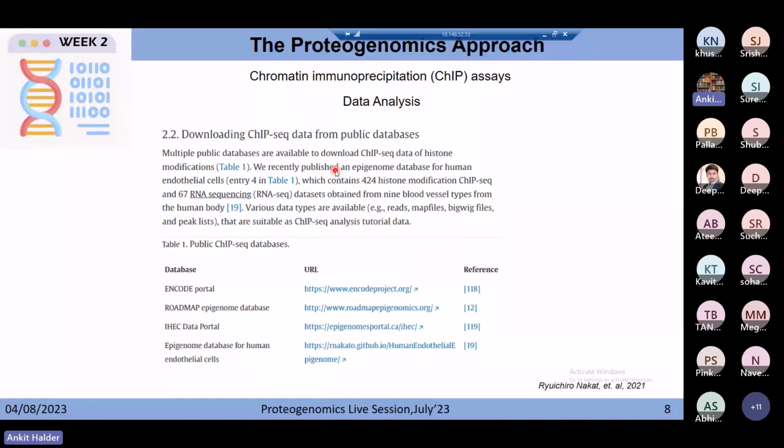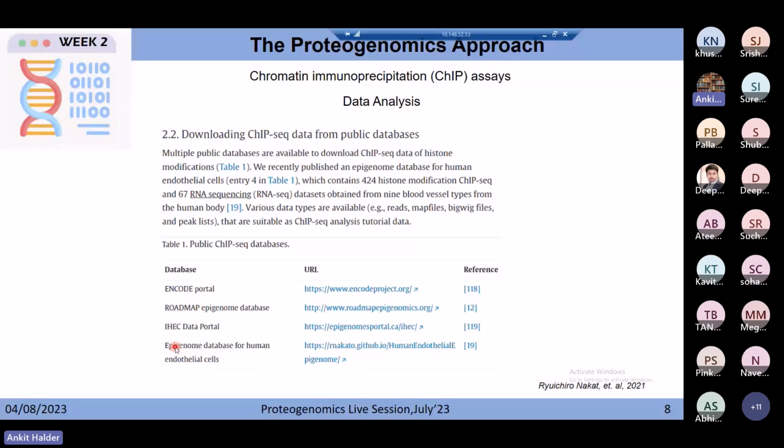So this is one of the portals, called the ENCODE portal, which is of the NIH, the National Institute of Health, which creates some of those ChIP-seq data sets. Others are like the Roadmap Epigenome database, the IHEC data portal, and epigenome databases. From here also you can download and try to analyze the data sets with the tools that are generally used.